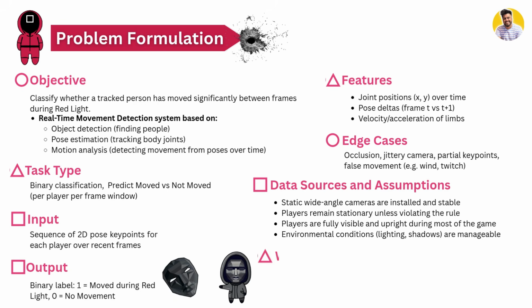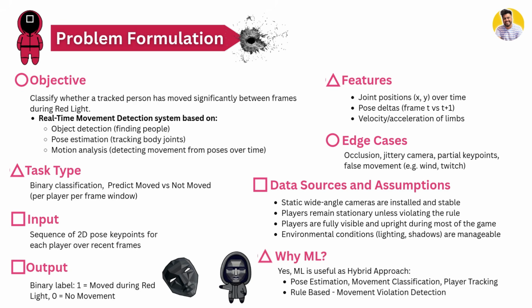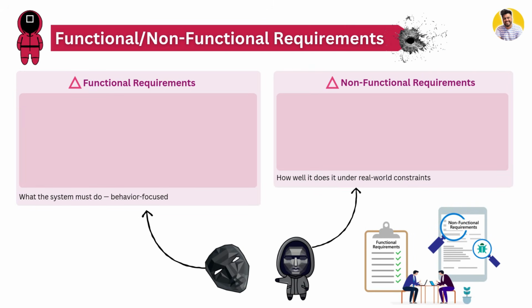Okay, and to be clear why we need ML for this problem statement: we need ML as a hybrid approach here, because pose estimation, movement classification, and player tracking can be done with great accuracy with ML only. And for the rule-based approach, we can use thresholds for movement violation detection as well. After all this is done, ask and clarify with the interviewer about the functional and non-functional requirements, which helps you clear your scope much better.